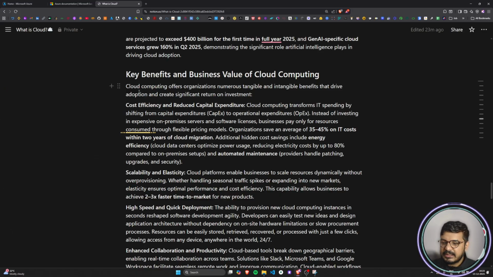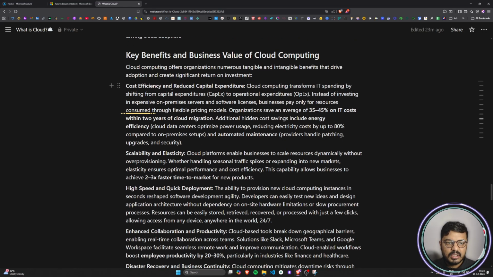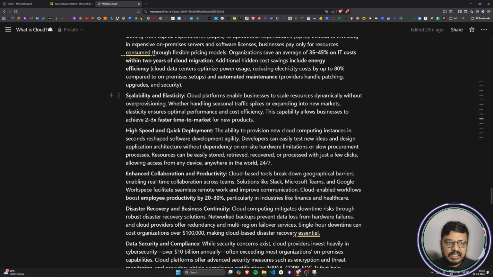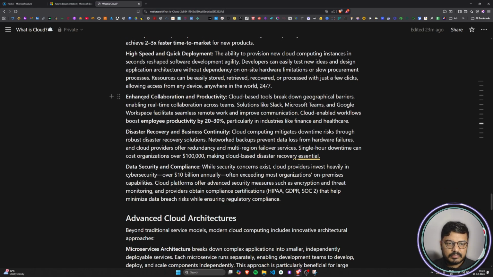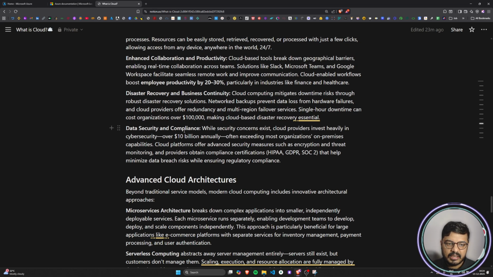Okay, then key benefits and business values of cloud computing. Cloud computing offers organizations numerous tangible and intangible benefits that drive adoption and create significant return on investment. First one is cost efficiency and reduced capital expenditure. We have already talked about it, right? Then comes the scalability and elasticity. Okay, again we have already talked about it. High speed and quick deployment. Then enhancing collaboration and productivity, disaster recovery and business continuity, and data security and compliance.